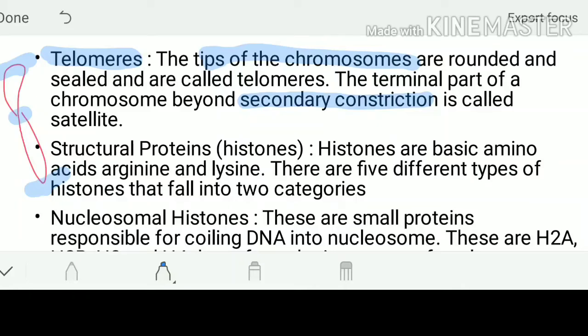And there are some parts which are beyond the telomeres. They are called the satellite parts. Please note that the part which is beyond the telomere is called the satellite.